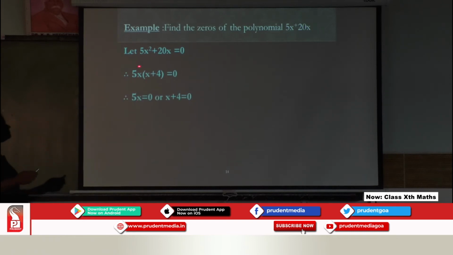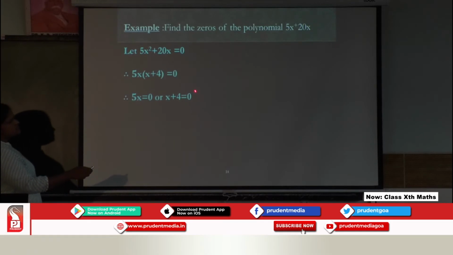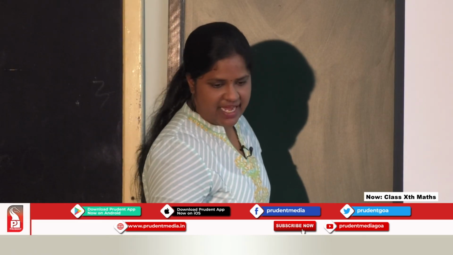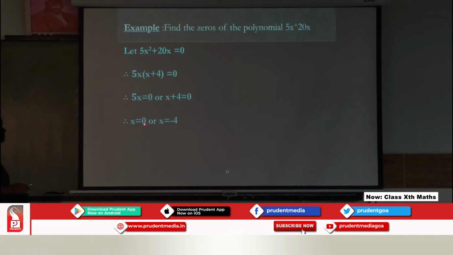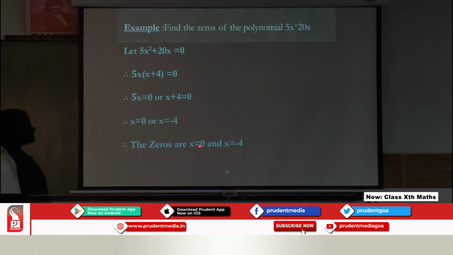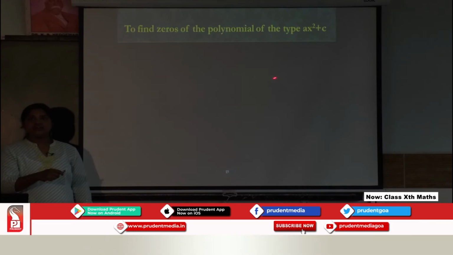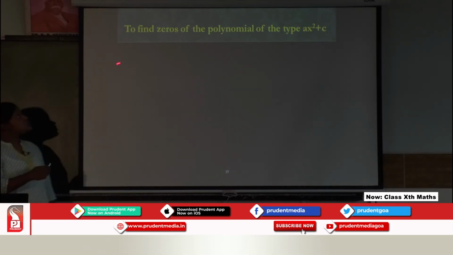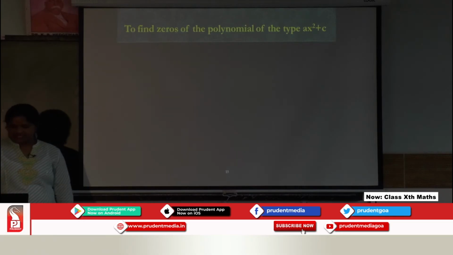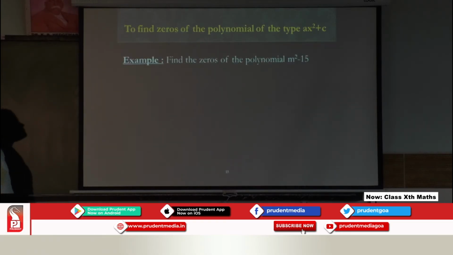So either I can equate 5x equal to 0, or I can equate x plus 4 equal to 0. What do I get in the next step? x is equal to 0, and here x is equal to negative 4, because positive 4 will change to negative 4. Therefore, the zeros are x equal to 0 and x equal to minus 4. And this is the last type in this category where the first and the last term is given. So how to find zeros when first and last term is given? Let's have a look at some examples.